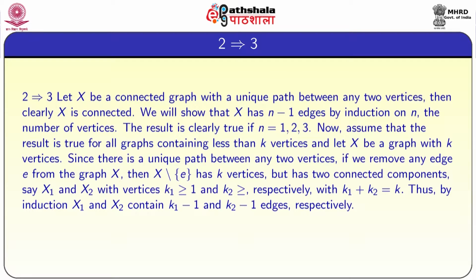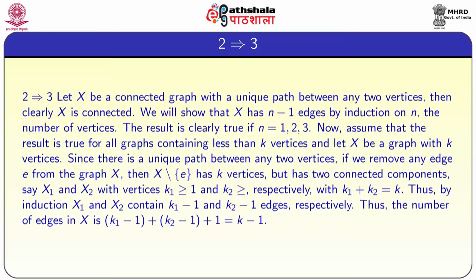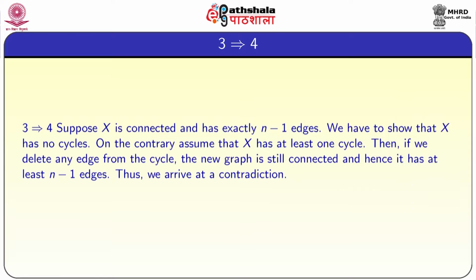Thus by induction X1 and X2 contain k1 minus 1 and k2 minus 1 edges respectively. Thus the number of edges in X is k1 minus 1 plus k2 minus 1 plus 1, that is equal to k minus 1. So we proved 2 implies 3. Now we are going to show 3 implies 4, that is if X is a graph with n vertices and no cycles and n minus 1 edges, then we have to show the fourth statement.